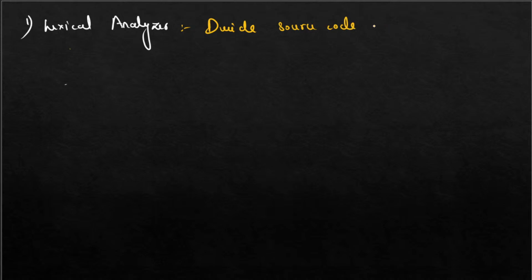The first is the lexical analyzer. Lexical analyzer means a program of DFA that checks for spelling mistakes of the program, and divides the source code into a stream of tokens.